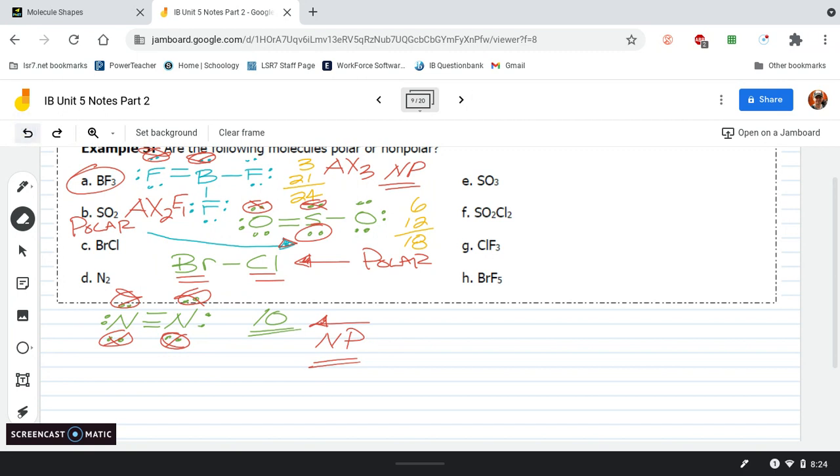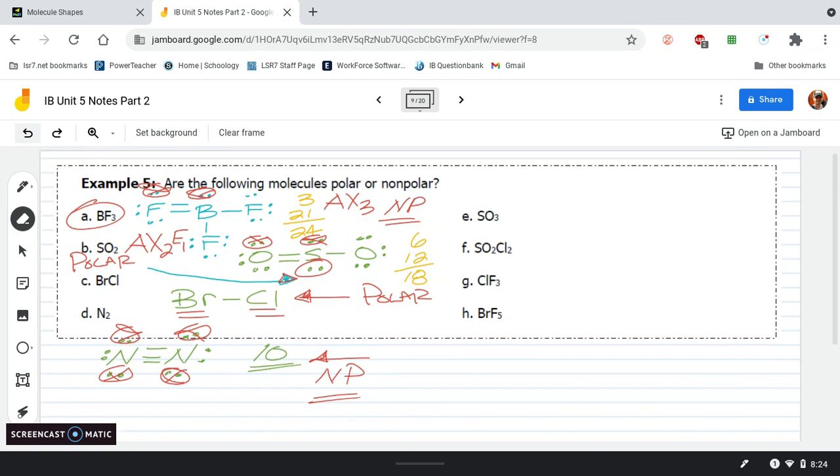Okay, SO3. Let's do that one. So S in the middle, and then you got these O's. Let's go ahead and dot it up.